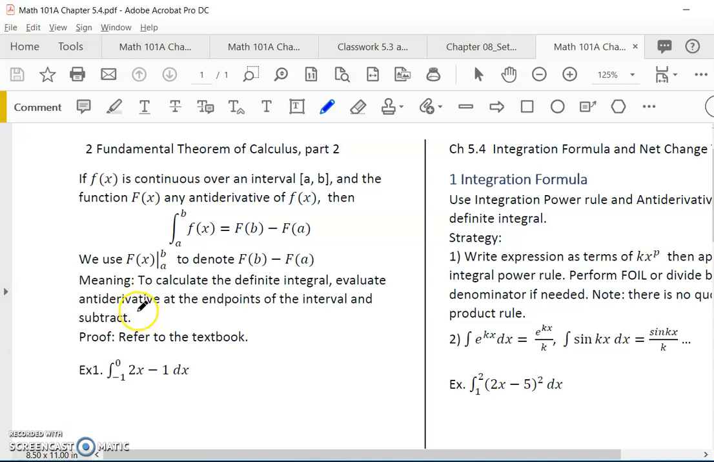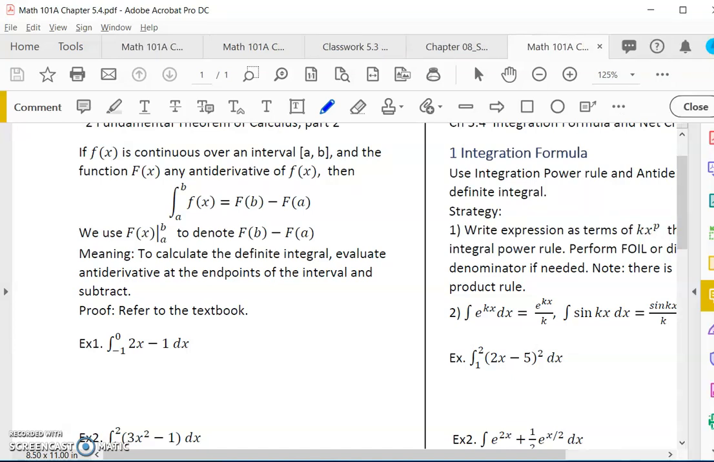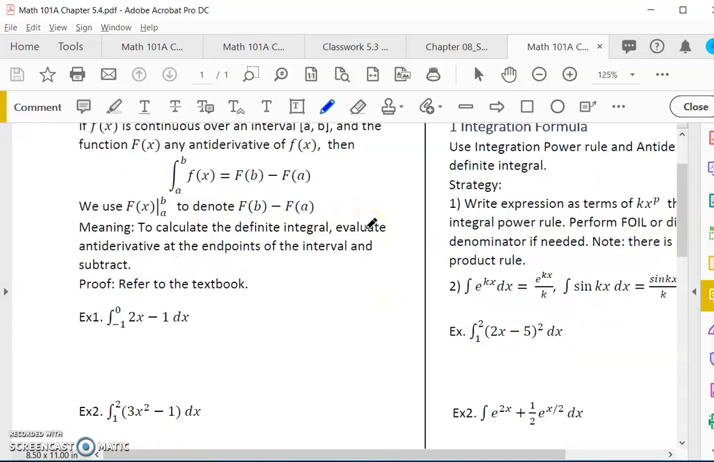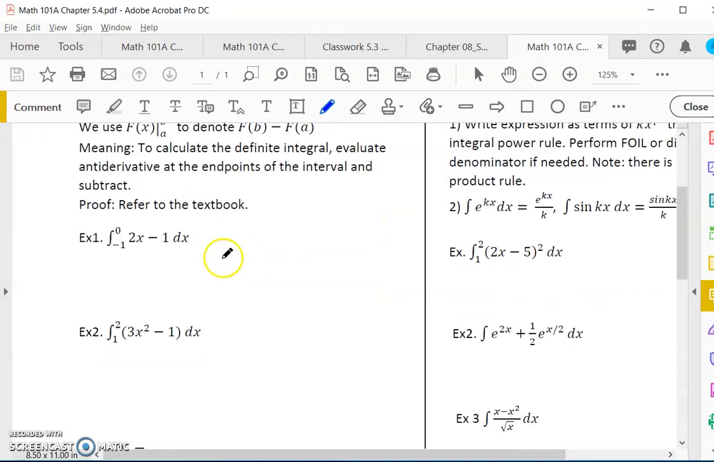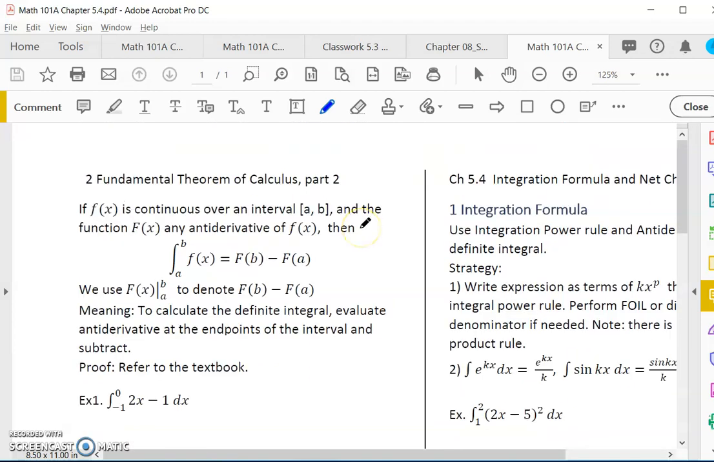So we no longer need to do the Riemann sum limit. We no longer need to do the geometric formula, like drawing a circle or drawing a graph like that. So it is really nice. So from now on, when you need to calculate area under the curve, or when you want to just calculate a definite integral, you will use this fundamental theorem of calculus part 2.